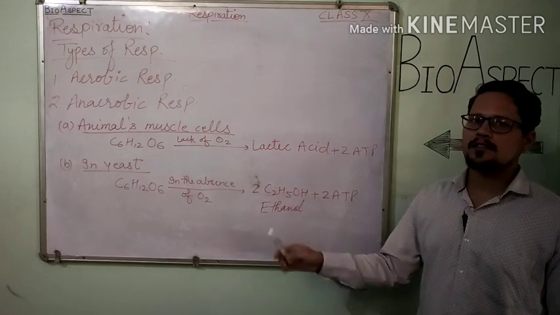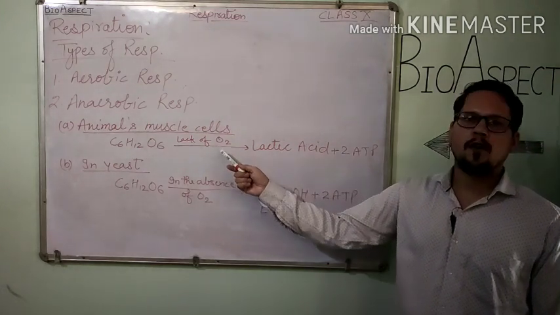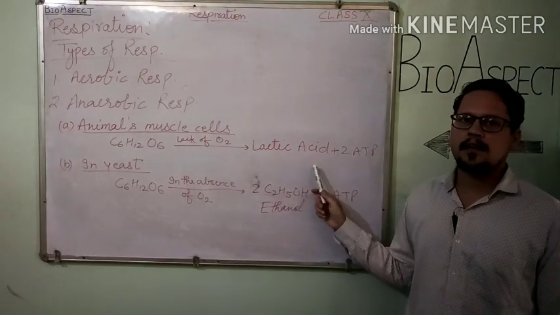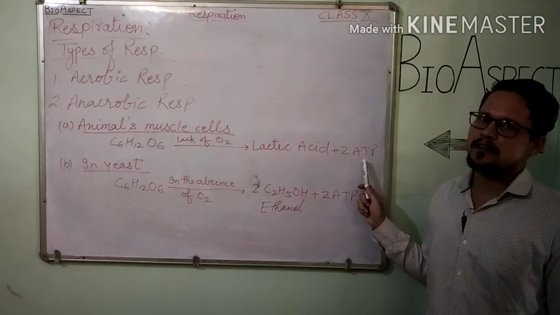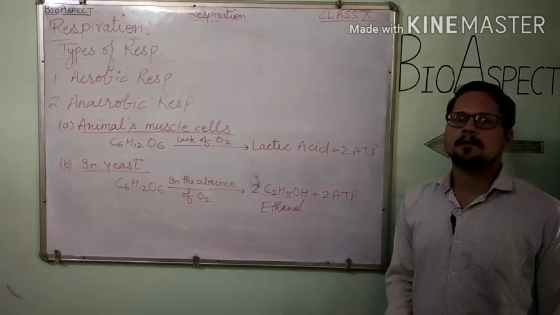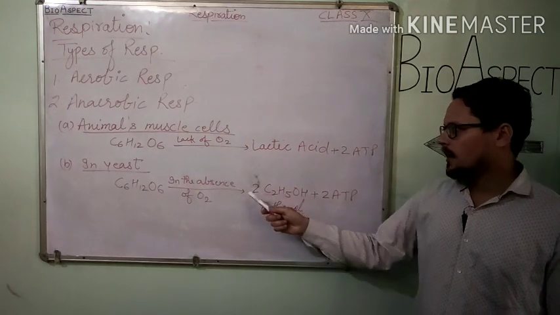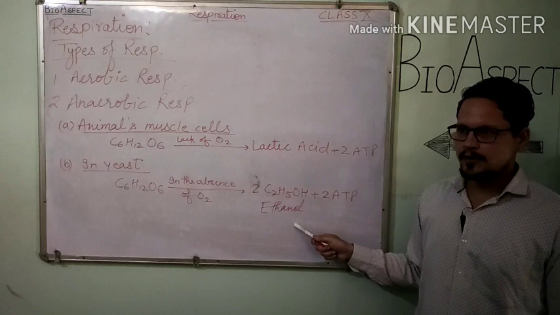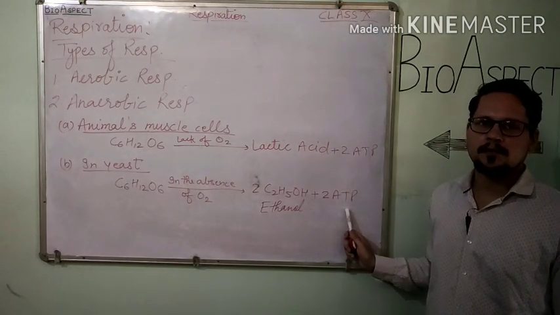Here are the two conditions of anaerobic respiration. Number one is in the lack of oxygen, which is found in the muscle cells of animals. Lactic acid is produced and a small amount of energy, it means 2 ATP of energy, is produced at that time. Second one, which is found in the parasites and bacteria and yeast: glucose is oxidized in the absence of oxygen. Here a substance ethanol is produced and a small amount of energy, it means 2 ATP of energy is produced.